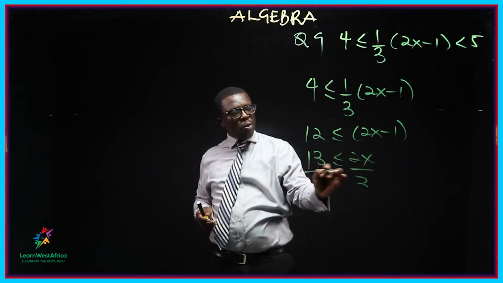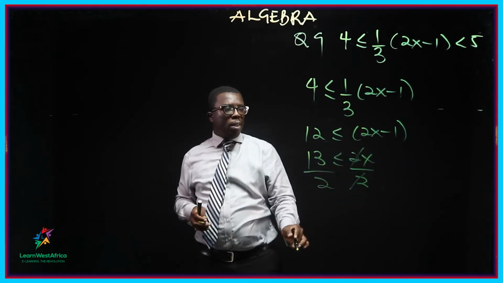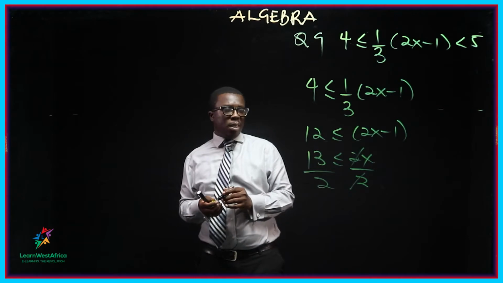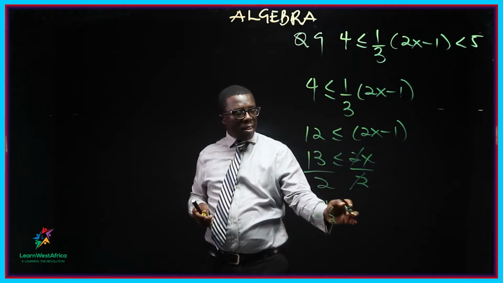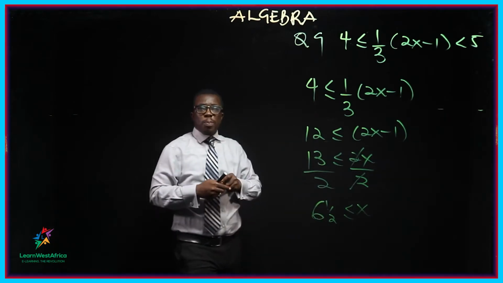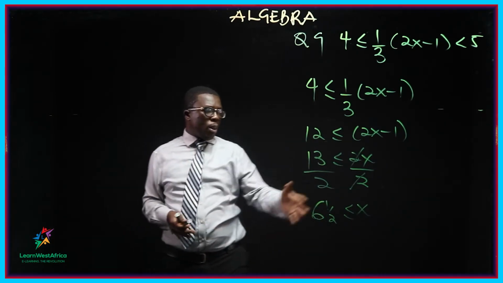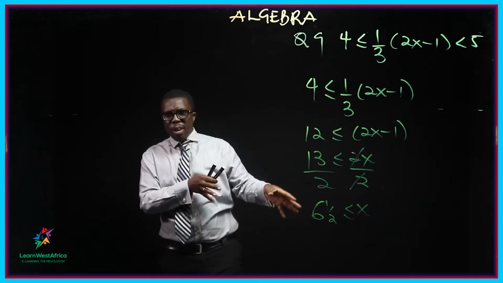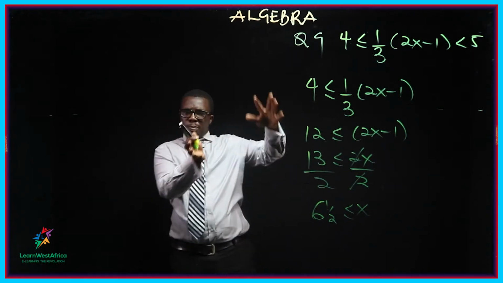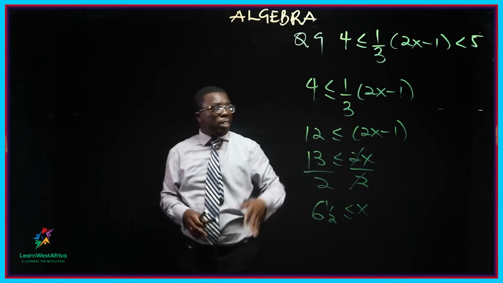So we divide by 2, and we are going to have 6.5. For the first part, x is greater than or equal to 6.5. Now let's solve the other part.